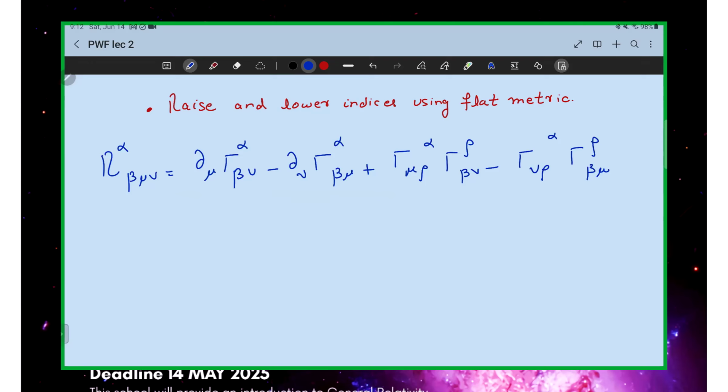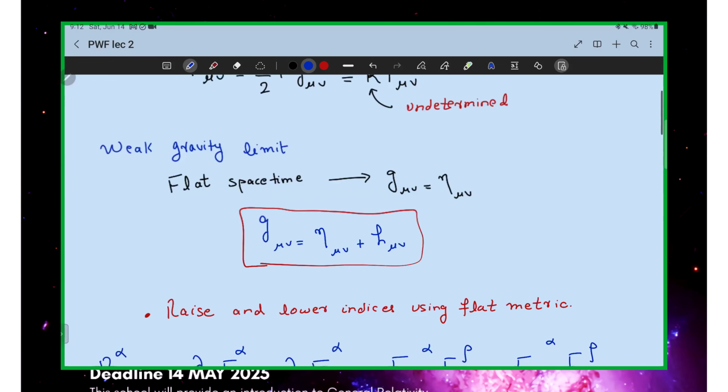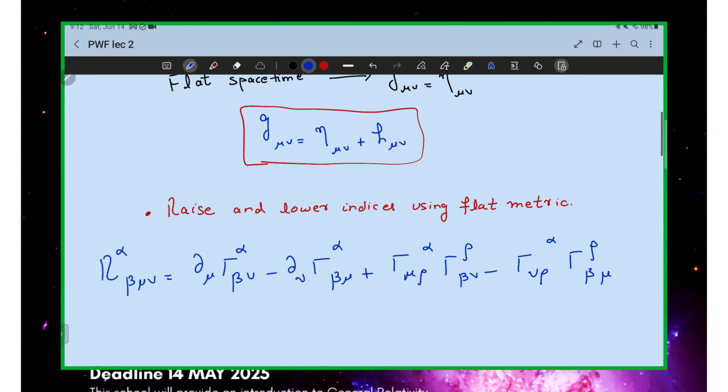What causes this perturbation in space-time? Well, gravity, I mean, matter. Because if you have no matter, then you will have flat space-time. But if you have a little bit of matter in space-time, I mean, if you have a lot of matter, then this particular expansion is not true, right?